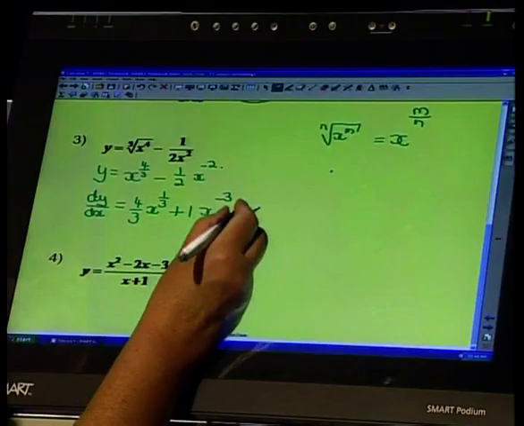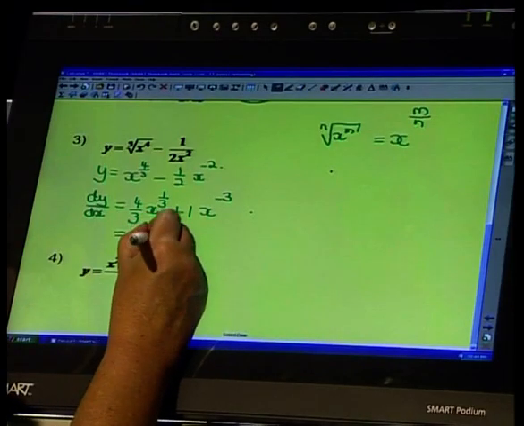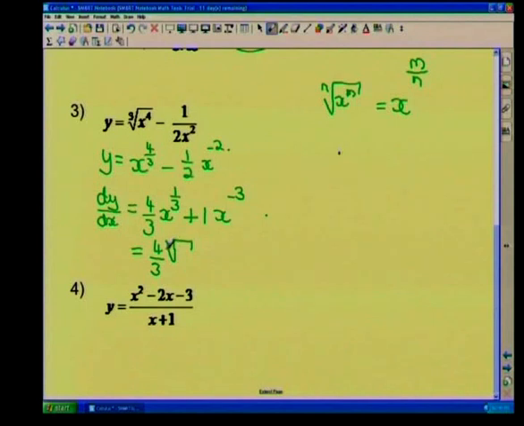If they said return it to the form it was given in, you would then do the following. You'd say it's 4 thirds, the cube root of x. And here you would return this to 1 over x cubed. But if nothing was said, certainly don't waste your time going here. It depends what the question said to you.